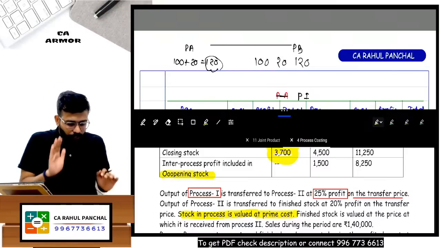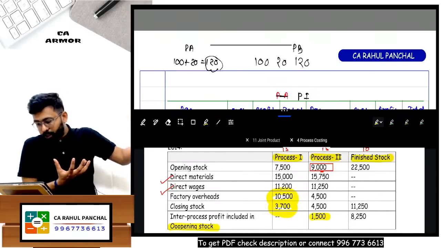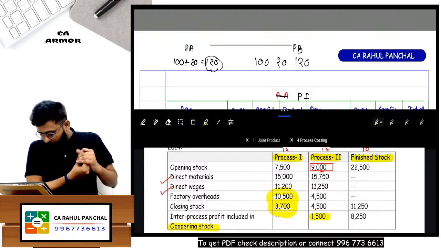Same way, when it is process 2, it will say that I have 9,000 of goods, but when the earlier process transferred these goods, there was a profit of 1500.